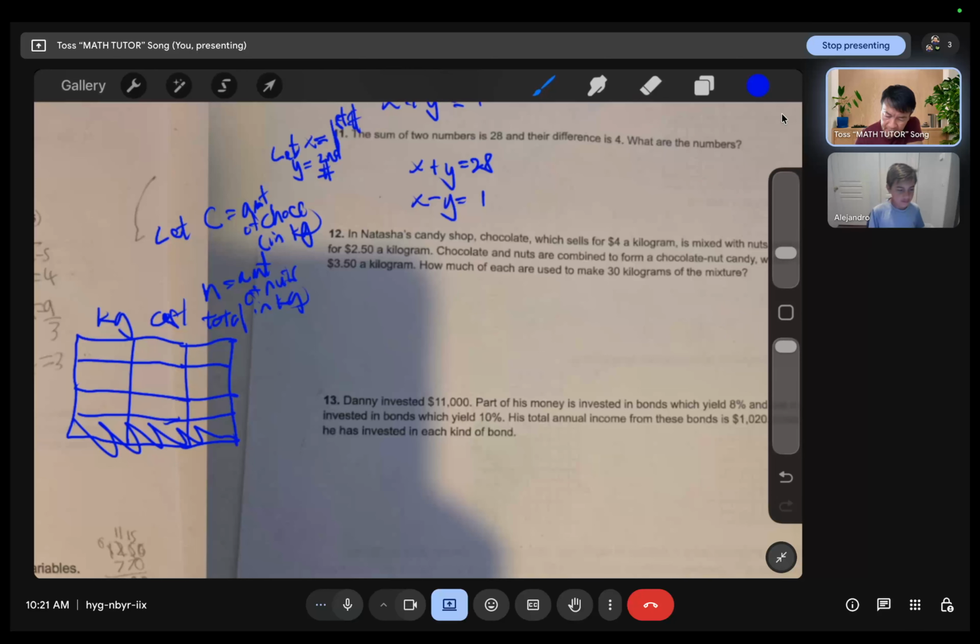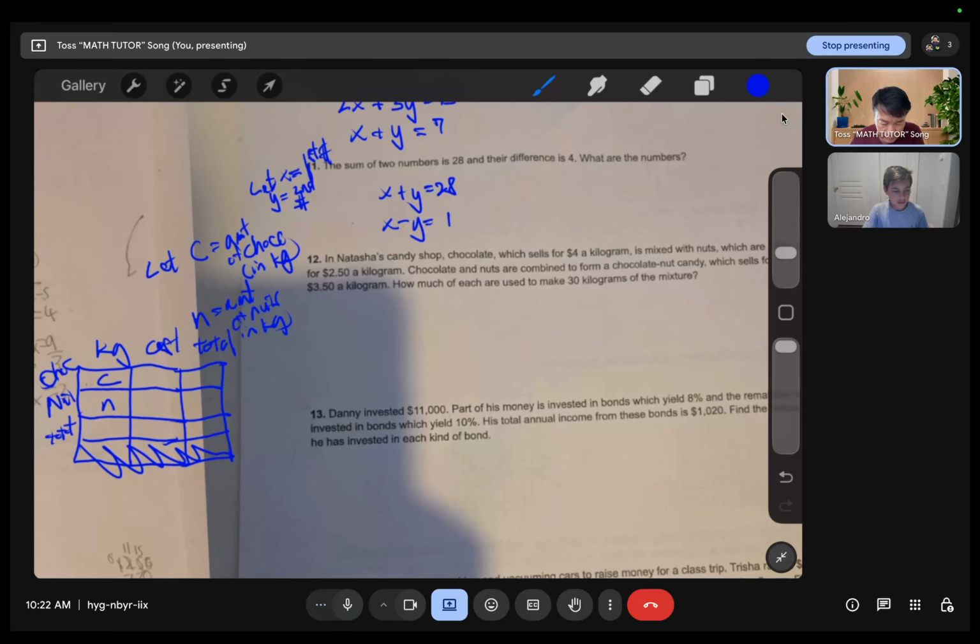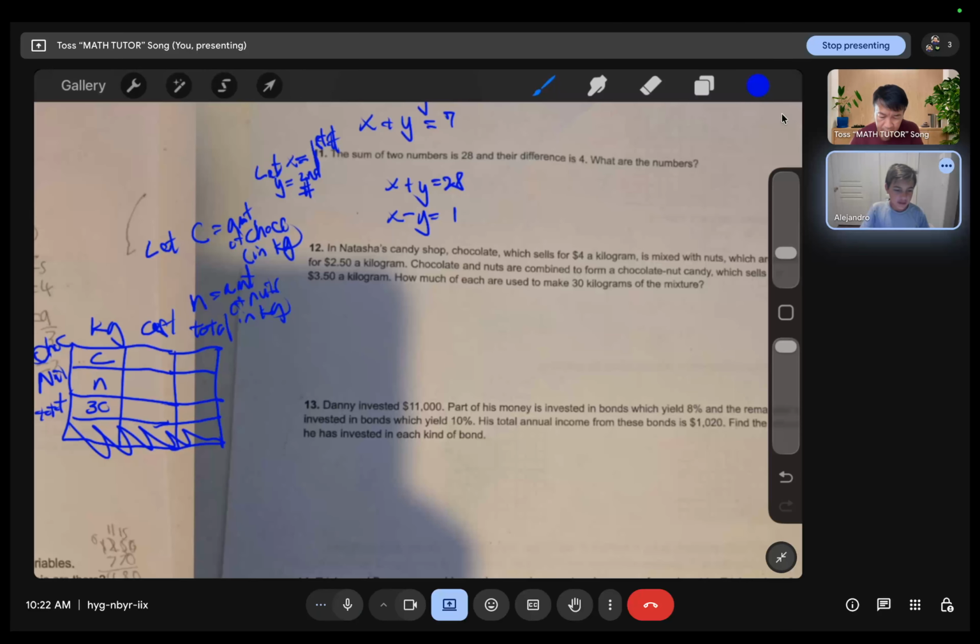This is going to be for the chocolate, and this for the nuts. That means this will be c, and this will be n, and the total also down here, right? That would be the mix, which is 30. Is that right? Yeah, it would be 30.